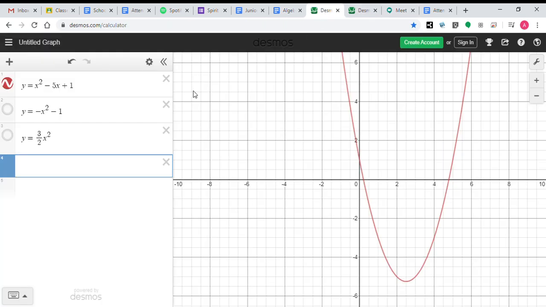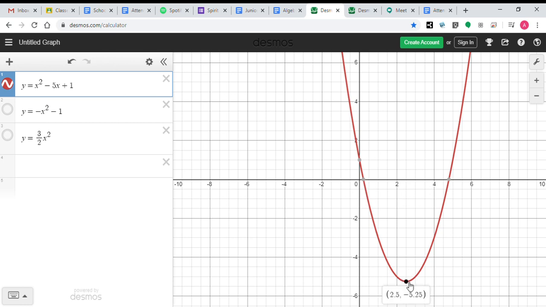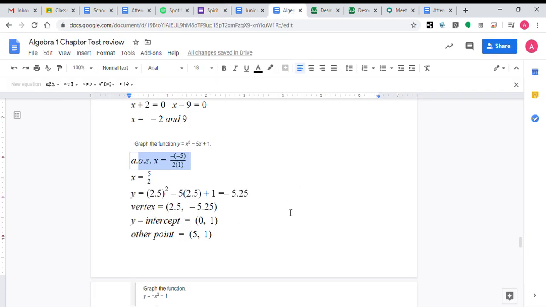Now, I graphed it right here. Just to show you where my vertex is here, my y-intercept is there, and then if I reflect this over, if you look, I went 2.5 to here, so I want to go 2.5 the other way. If I look here, it's (5, 1), that's my other point. So those are the 3 points, and then you just connect them with the U.